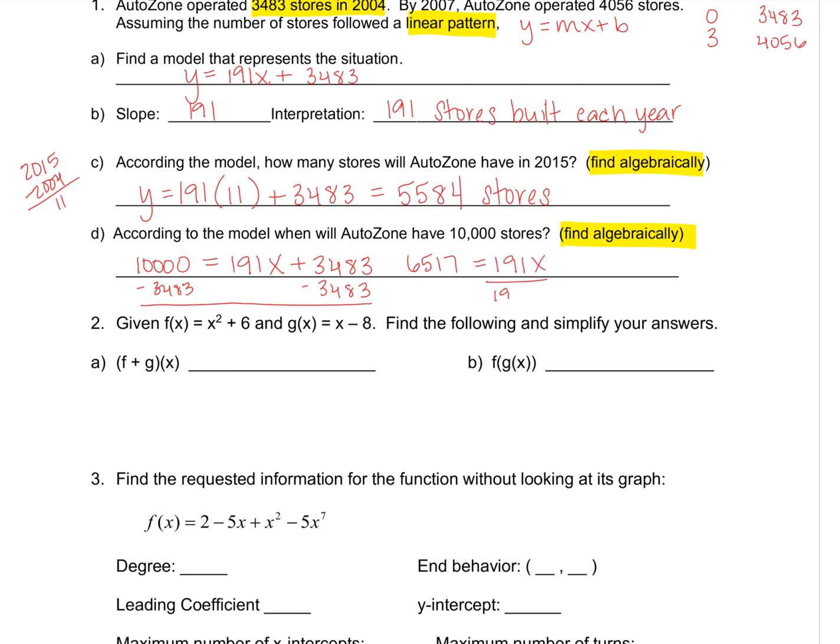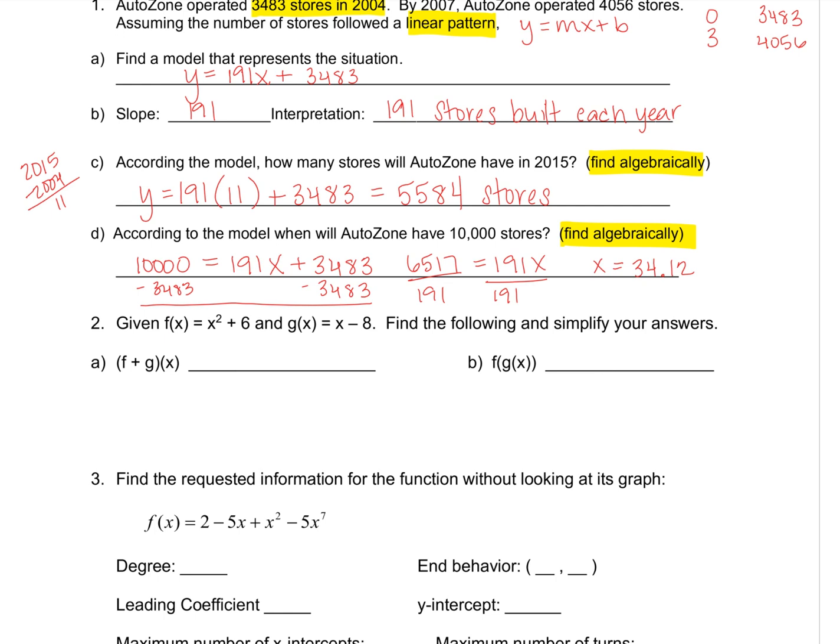We're going to divide. Not by that x, apologies. Divide by 191. So I get x is 34.12. But I need to know the year, so I'm going to actually have to round that. So I'm going to take my calculator, and I'm going to go 2004, which is our starting year, and add 34. So 2004 plus 34 years.